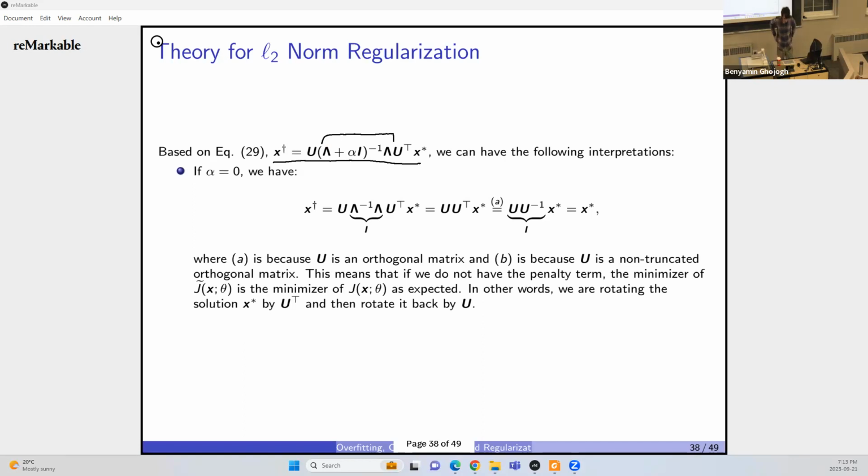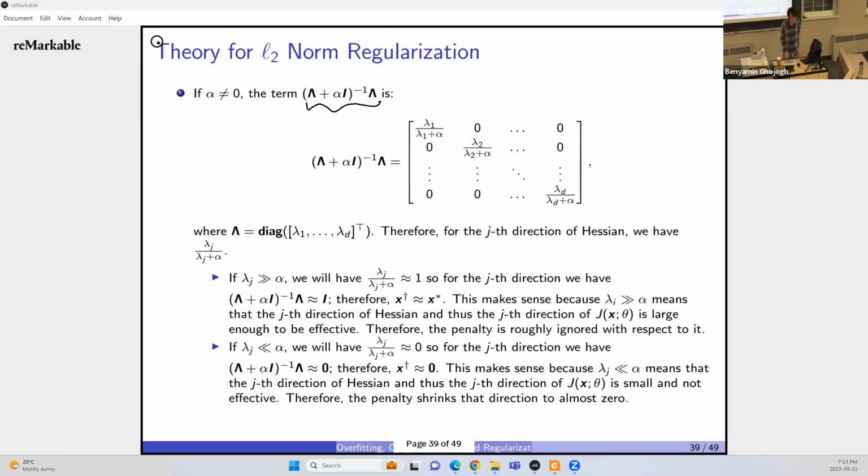What is this? If you consider it element-wise, you will have this. Why? Because lambda is diagonal. Why? Because lambda was the matrix of eigenvalues of the Hessian. Identity matrix is also diagonal. So by the way, lambda plus alpha I is also diagonal, right?